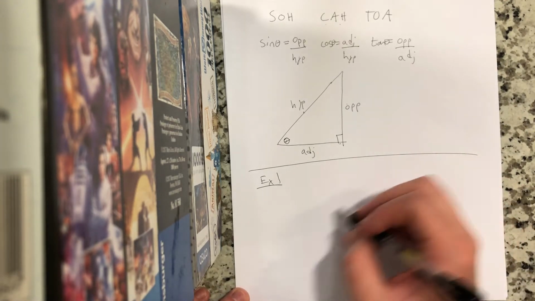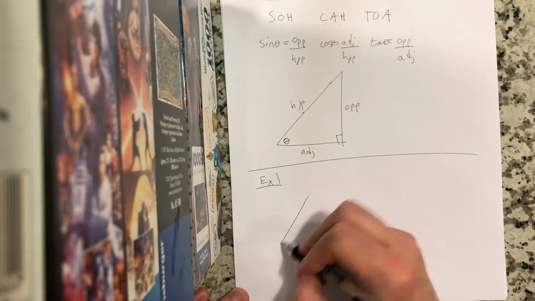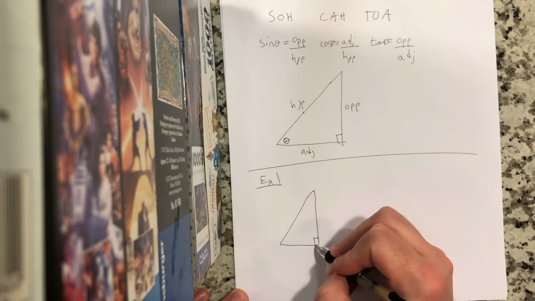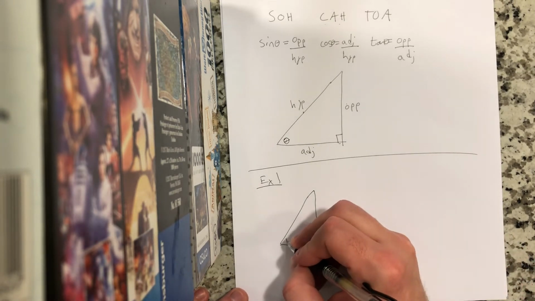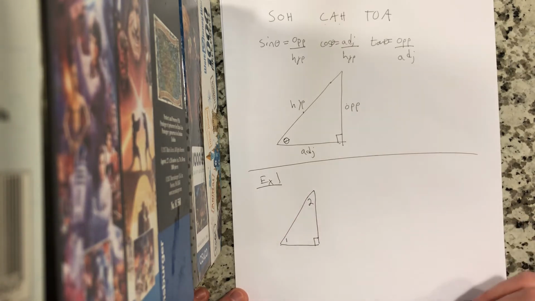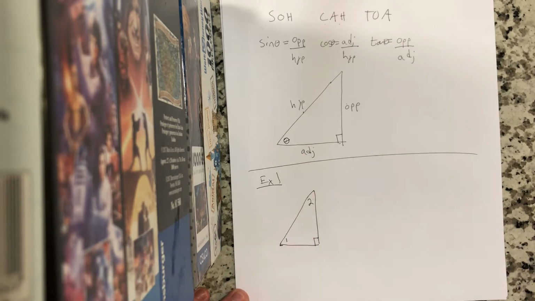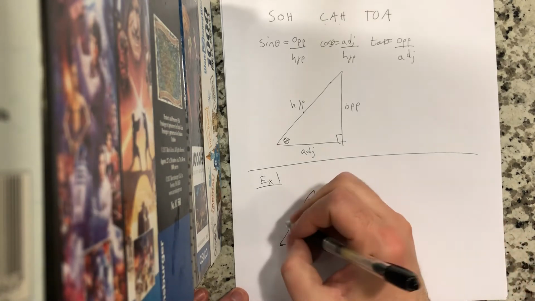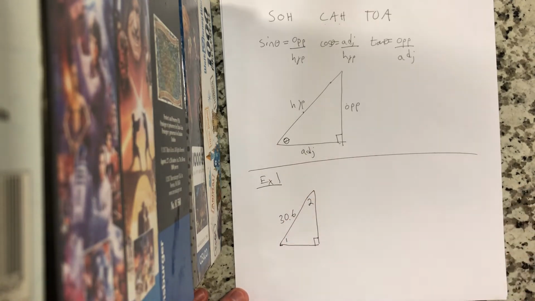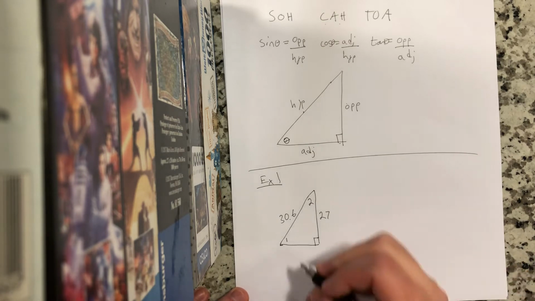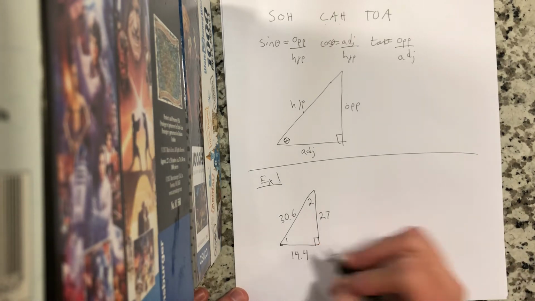So let's say I've got a triangle here. Here's the right angle. Here's angle 1. Here's angle 2. And let's say that over here the hypotenuse is 30.6. Let's say this side here is 27. And let's say this side over here is 14.4.